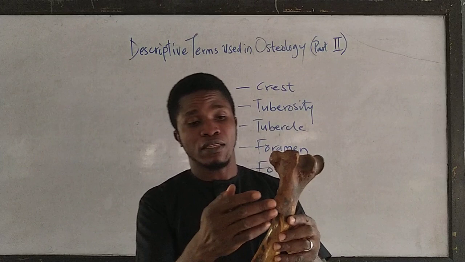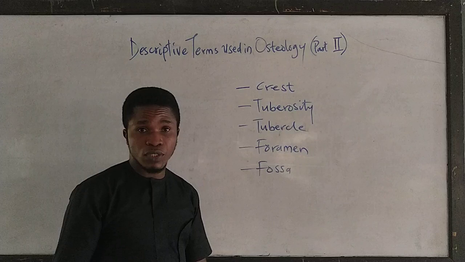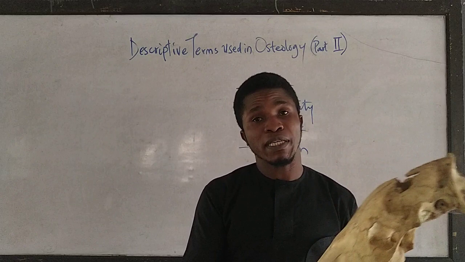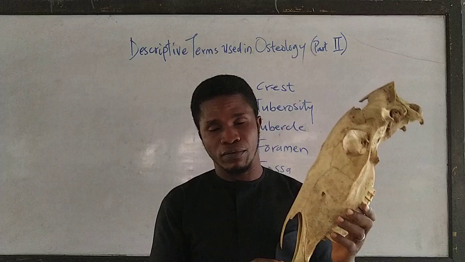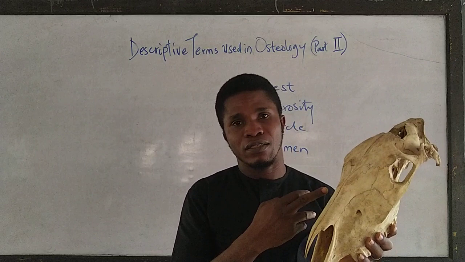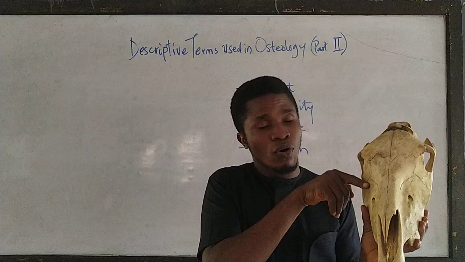The fourth one we shall talk about is a foramen. So what is a foramen? A foramen is a perforation and a narrow passageway. A foramen is a perforation on the surface of a bone. Now, this perforation leads into a canal. So the narrow passageway that leads to this foramen is called a canal.